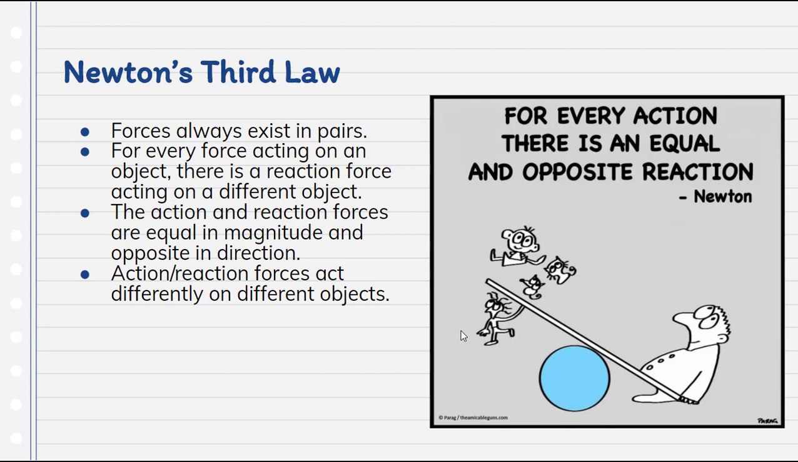So nature never really produces just one force at a time. It just doesn't really happen. Forces always come in pairs. For example, you can't really touch someone without being touched in return. In addition, the forces in a pair are equal in magnitude and opposite in direction and act on different objects. So those are a couple of key things we need to keep in mind. For every force acting on an object, there is a reaction force acting on a different object. The action and reaction forces are equal in magnitude and opposite in direction.